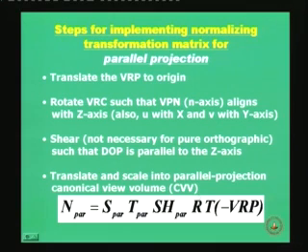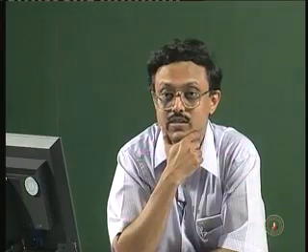Then you have the R, which we are going to discuss in great detail today, and then SH par, which means the shear in case of parallel projection, and then T and S successively for parallel projection respectively. This S and T correspond to the last steps, 4th and 5th, which say translate and scale into the parallel projection canonical view volume. So this is the sequence of operations of the first stage itself of the 3D viewing pipeline.